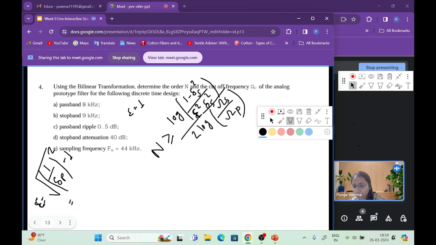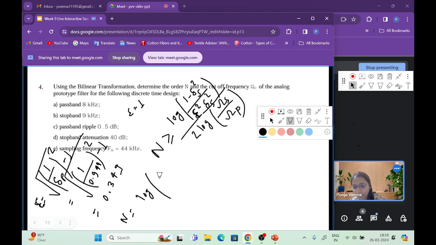Okay, so already we have the del P, that is 0.944 whole square minus 1 of root. If you solve this you will get 0.349 value of epsilon. Now put all these values in this equation. Then n is equal to log 1 minus del S is 0.01.